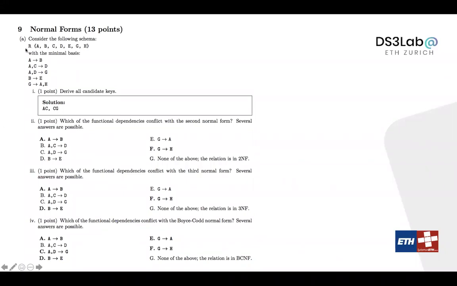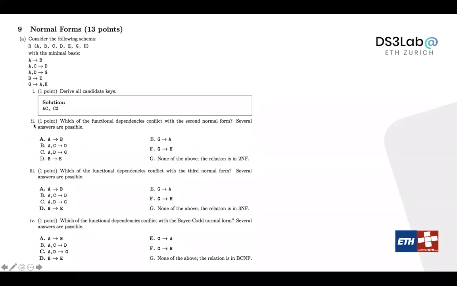We could give you a schema with the minimal basis of all the functional dependencies you have, and then maybe ask you to give all the candidate keys. It's easy to do. You just try to find a subset of attributes that minimally decides all the other attributes. From this basis, it's easy to see AC is a candidate key, CG is a candidate key.